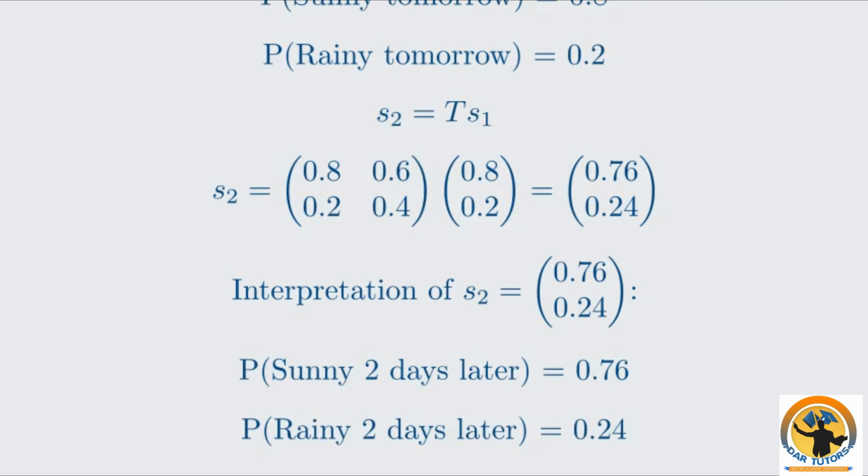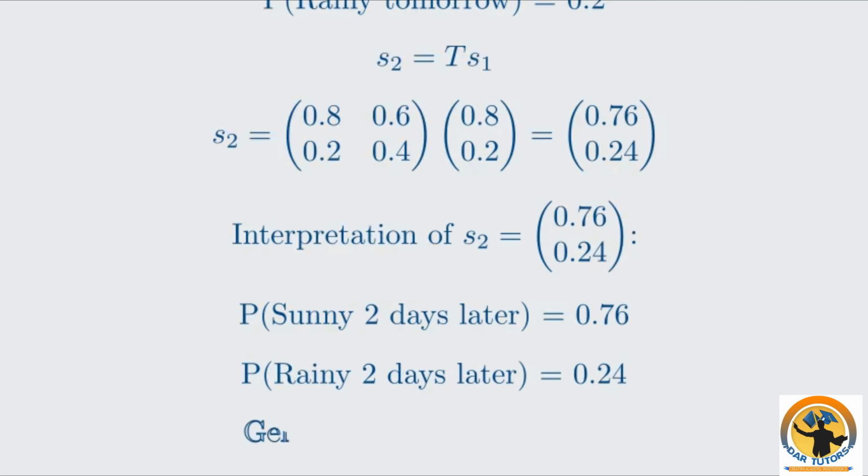There's a pattern emerging here. S sub 1 was T times S sub 0. S sub 2 was T times S sub 1. We can write S sub 1 as T times S sub 0. So S sub 2 is T times T times S sub 0, which is T squared times S sub 0. This leads to our general formula. The state matrix after n time steps, S sub n, is simply the nth power of the transition matrix, T to the n, multiplied by the initial state matrix, S sub 0.